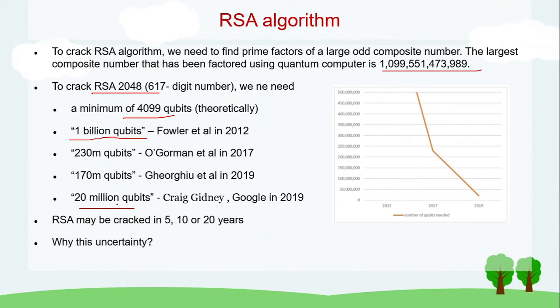So still it's a large number, but if you project in a timeline, if you plot, the requirement is coming down drastically. You can see here, right? So if you project this, then we may be able to crack very soon. But how soon? I don't have an answer, possibly some experts do, but in my view, it may take 5 years, 10 years or 20 years, but not beyond that certainly. So why is there an uncertainty like this? That is what we will be seeing in this video subsequently.